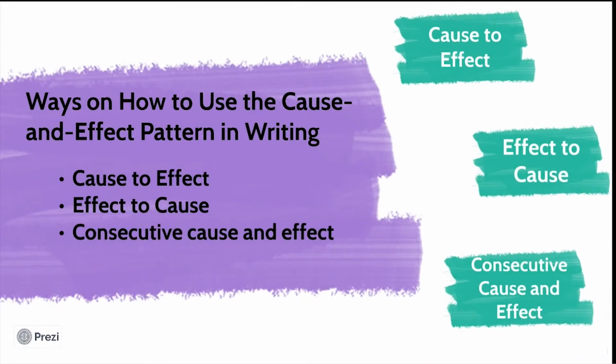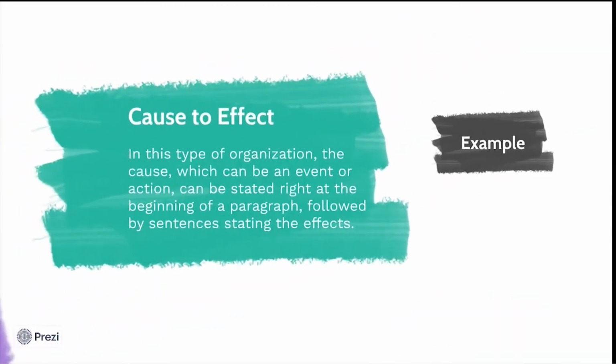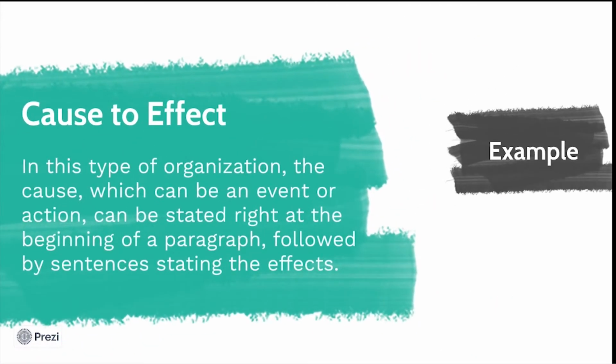There are different ways on how to use the cause and effect pattern in writing. It can either be cause to effect, effect to cause, or consecutive cause and effect. Let's have first cause to effect. In this type of organization, the cause, which can be an event or action, can be stated right at the beginning of a paragraph, followed by sentences stating the effects. Meaning to say, this type of organization is best for explaining a single cause with different effects.